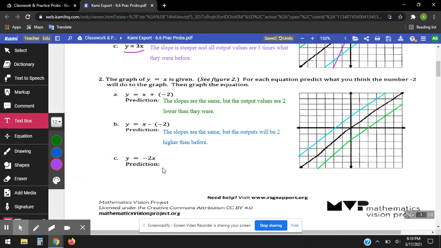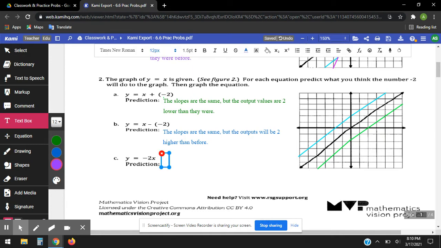Okay, so now my prediction for this one is, so this one I think the slope will be downward to the right.